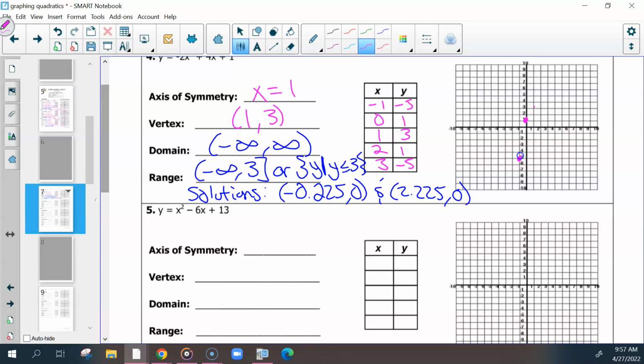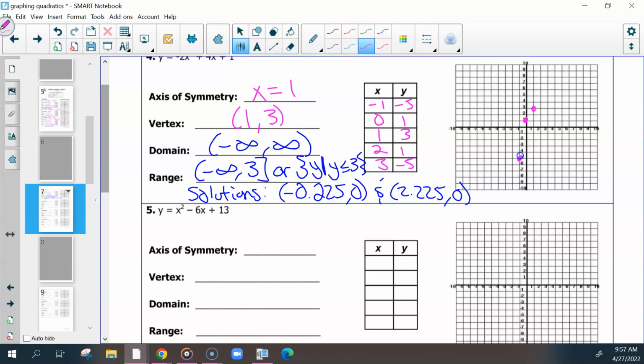So we're done now. I want you to pick whatever problem you want. Do one of them. You can use Desmos, you can use your calculator, does not matter. But I want you to pick one of these and do it. Make sure you have x-intercepts, symmetry, vertex, domain, range.